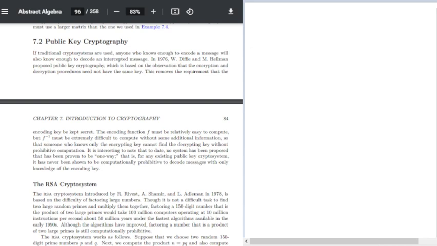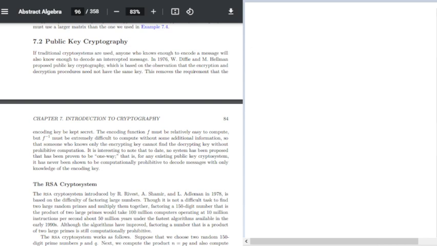The encoding function f must be relatively easy to compute, but f^-1 must be extremely difficult to compute without some additional information, so that someone who knows only the encrypting function, or encrypting key, cannot find the decrypting key without prohibitive computation. It is interesting to note that to date, no system has been proposed that has been proven to be one way. That is, for any existing public key crypto system, it has never been shown to be computationally prohibitive to decode a message with only knowledge of the encoding key.